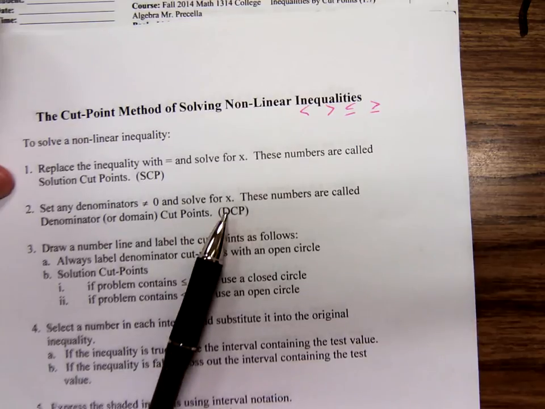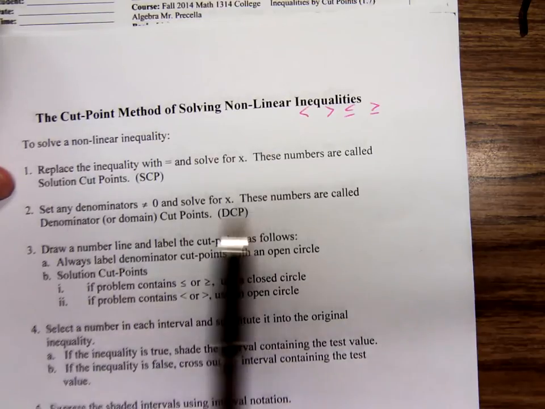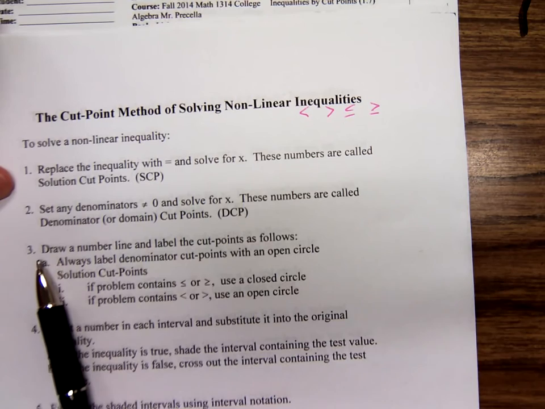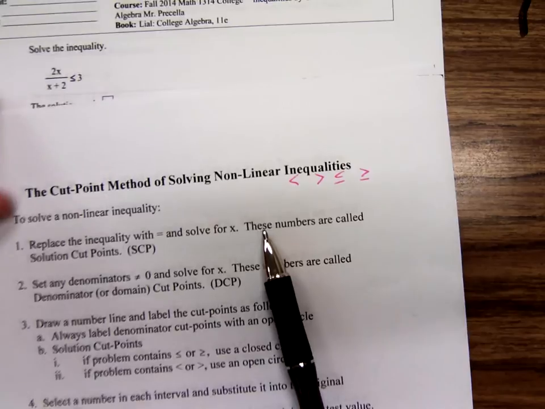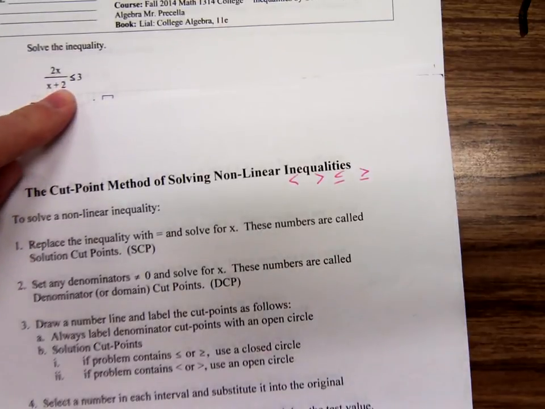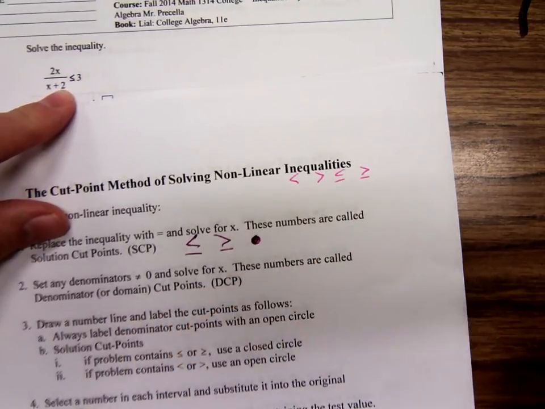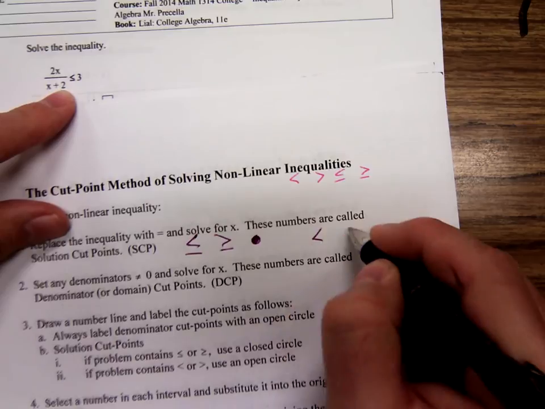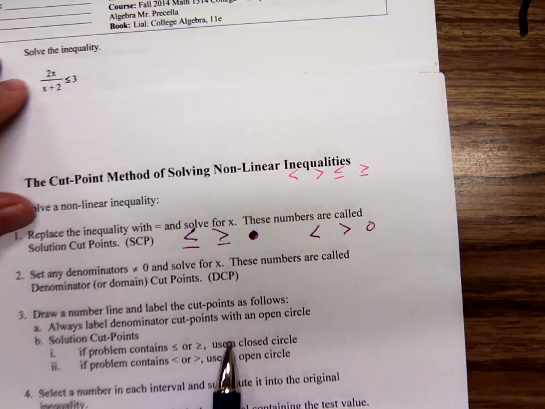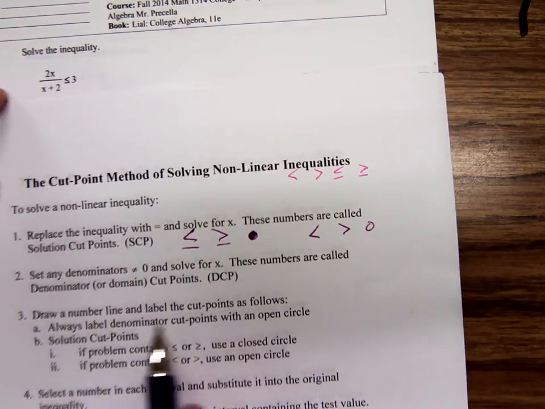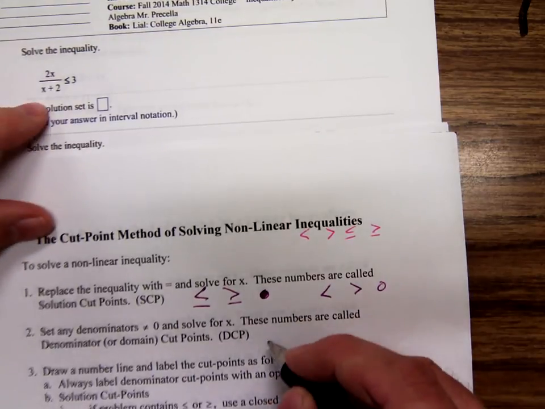So we're going to have solution cut points and denominator or domain cut points, whichever word you want to call them. The third step tells you, okay, draw the number line, and it tells you how to decide between open and closed circles. For the solution cut points, you look up here. If there's an equal sign on it, then close circle. If there's not an equal sign, you'll use an open circle. And that's spelled out on step 3. But for the denominator cut points, you're always going to have an open circle. You'll never want a number over 0.